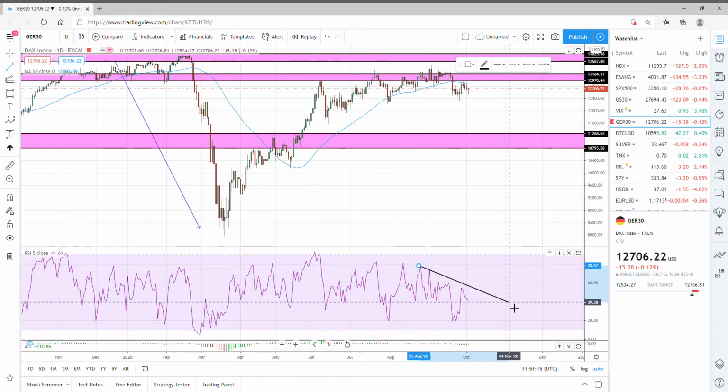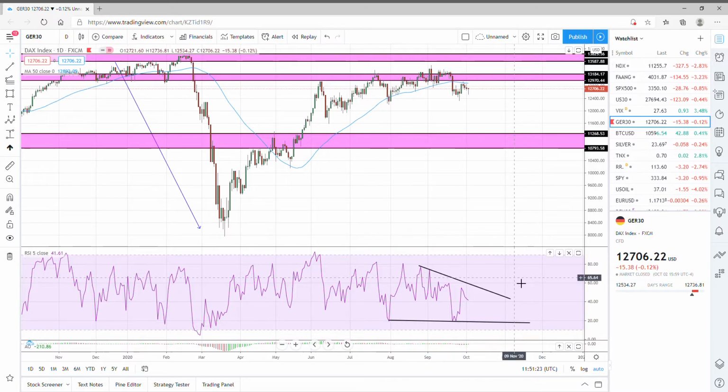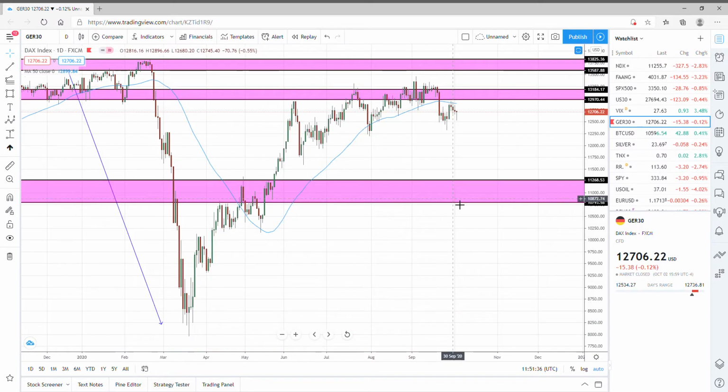So at the moment we seem to have downsloping resistance there, and from this previous low here, we could be looking at that pattern. So again, it is perfectly reasonable that it would go up here and back down, to form a little bit of a base. And again, you want to see some kind of divergence there. I'm just going to concentrate on the price.